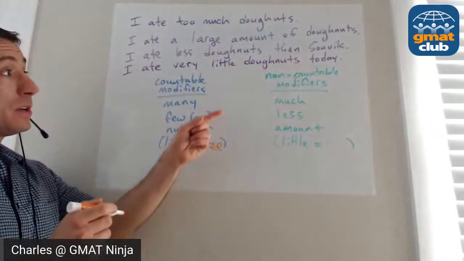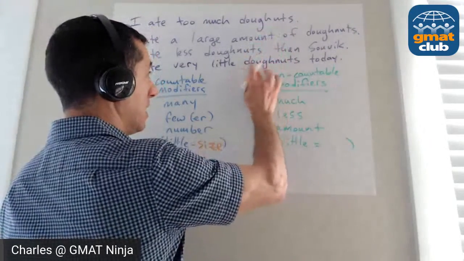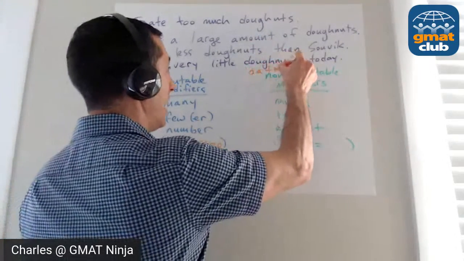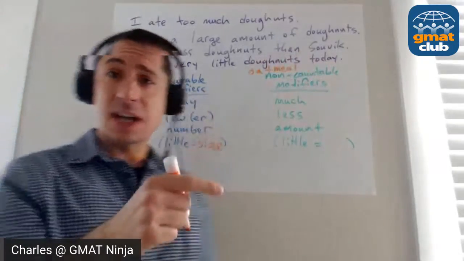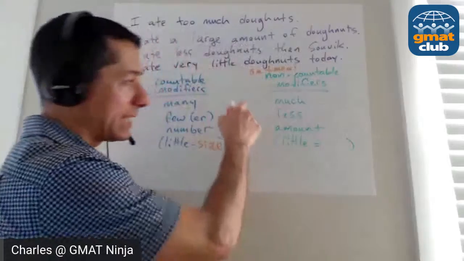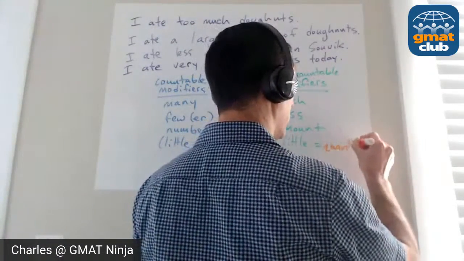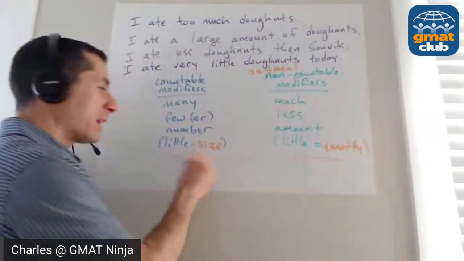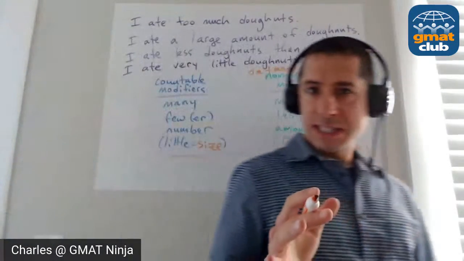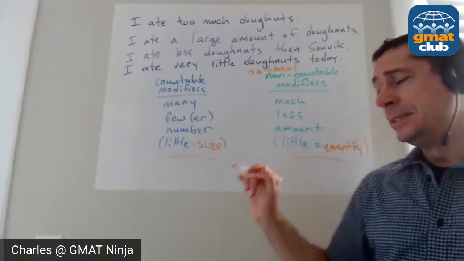If we're talking about something that's not countable, so for example, oatmeal, I can still say I ate very little oatmeal today. Oatmeal's not countable, but now it means something different. Now we're talking about quantity. So very small wrinkle there. There's only about 3 official questions that I can think of where they use the word little and you have to worry about whether it's countable or not.